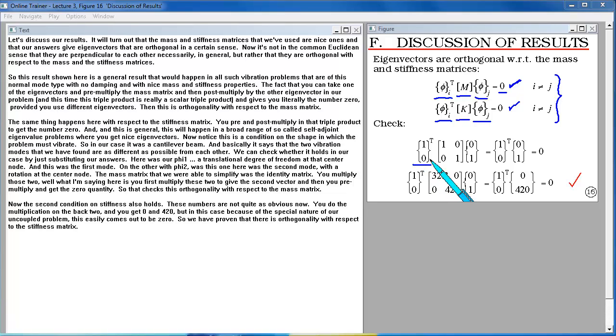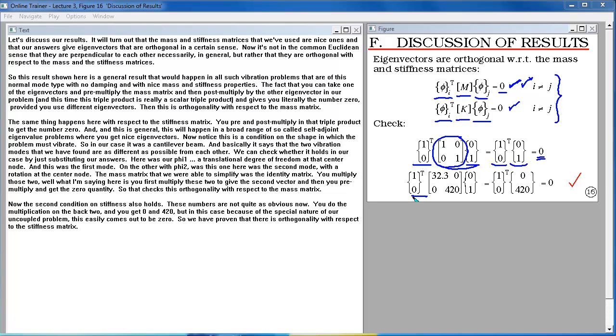Here, phi1 was a translational degree of freedom at that center node, and this was the first mode. On the other hand, phi2 was this one here, the second mode, with a rotation at the center node. The mass matrix that we were able to simplify was the identity matrix. You first multiply these two to give the second vector, and then you pre-multiply and get the 0 quantity. So that checks this orthogonality with respect to the mass matrix.